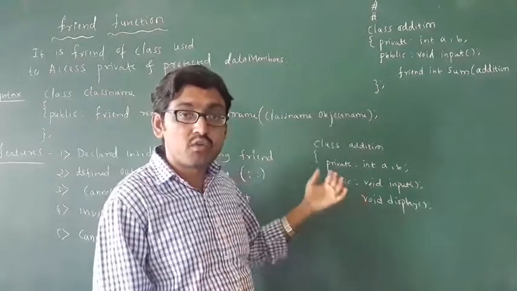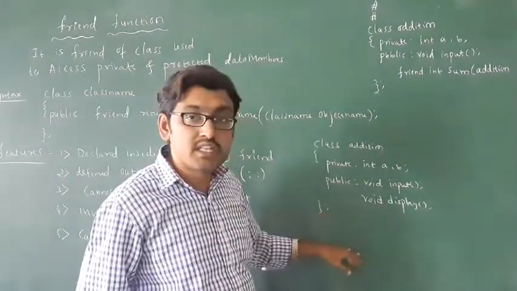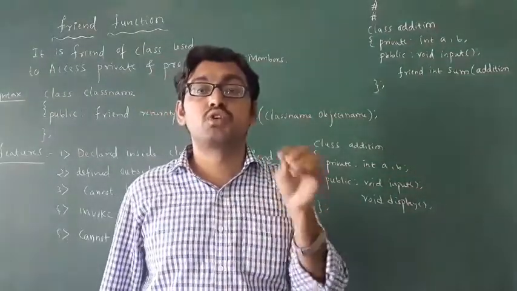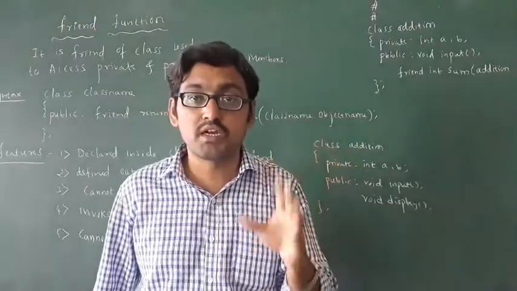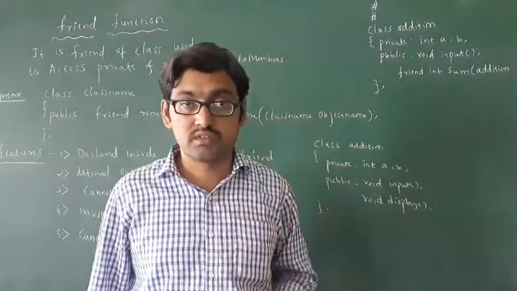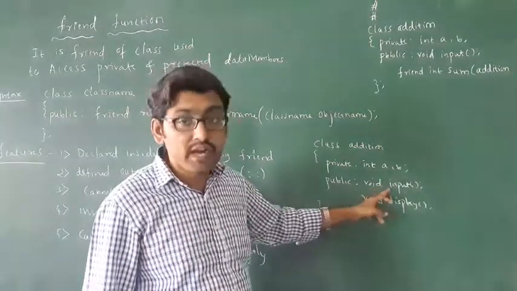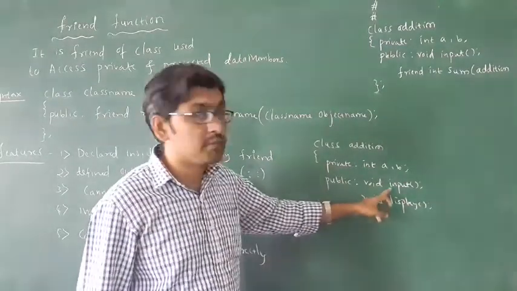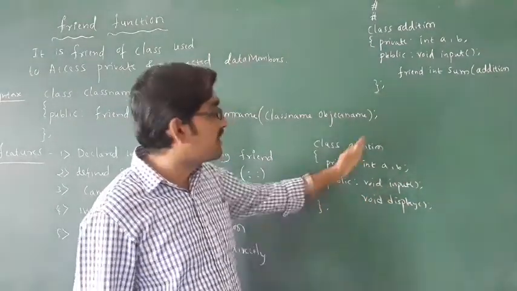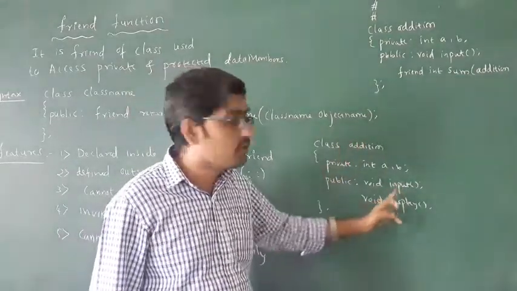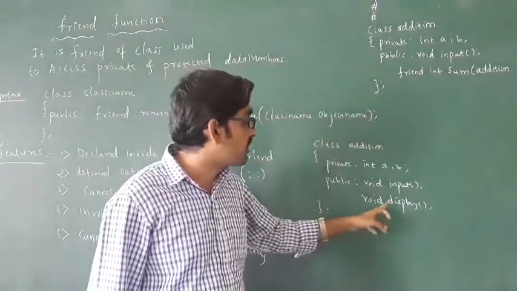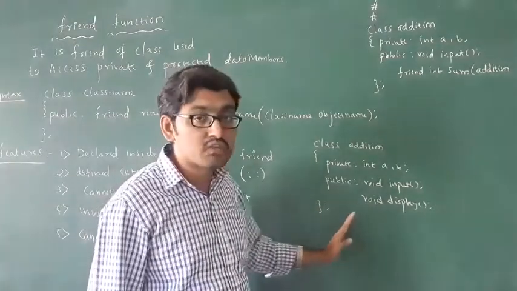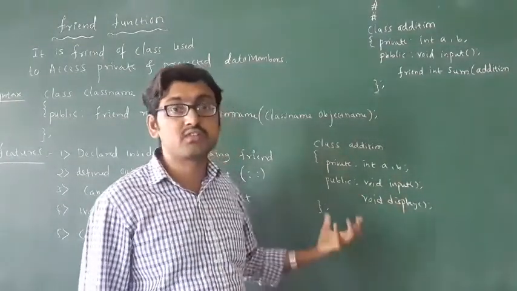That is why, if you want to write these member functions outside the class, you have to use the scope resolution operator. You know how to define a member function outside the class. For example, to write input: void addition scope resolution operator input. Then to write display outside the class: void addition scope resolution operator display. Like this you have to write it.